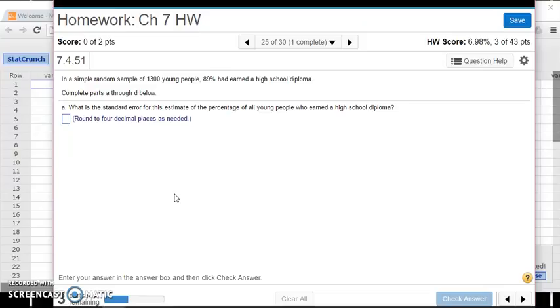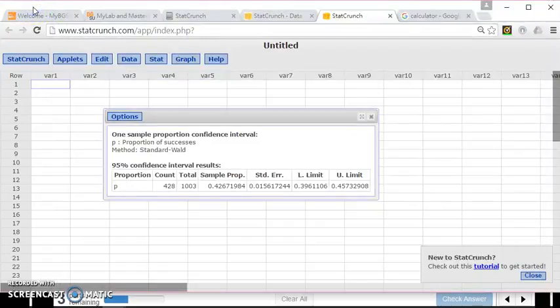So right now, if I want to construct a 95% confidence interval of the percentage of people who had earned a high school diploma, and I want to use StatCrunch, I need to input the number of successes. But right here, I don't have the number of successes. I only have the percentage. So the first thing you need to do is to compute the number of observations that had earned a high school diploma. We have the number of people in our sample, and 89% of them had earned a diploma.